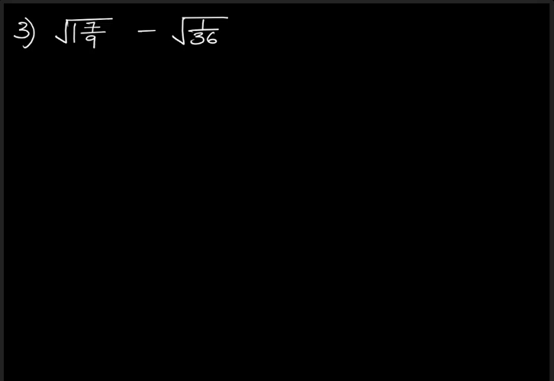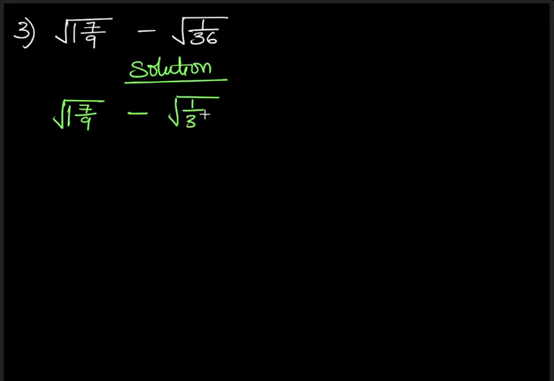Okay, so we move to number 3, solution. Square root of one whole number 7 over 9 minus square root of 1 over 36. Okay, let's see what we have here. Now there's a mixed fraction here. Of course, we have to change that mixed fraction to improper fraction. 9 times 1, 9 plus 7, that will give us 16 all over 9 minus square root of.